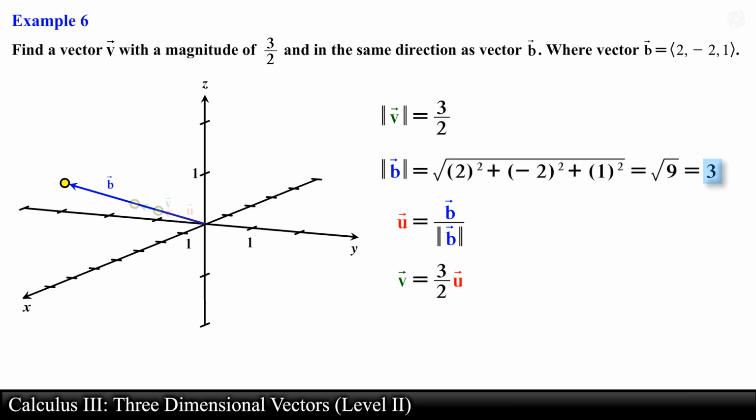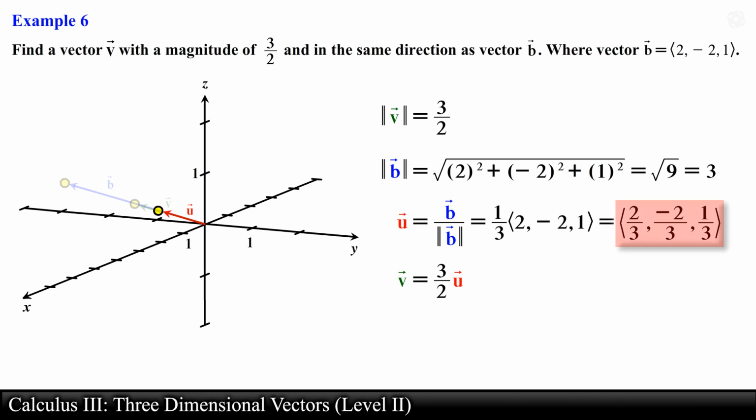Simplifying the expression, we obtain 3 as the magnitude of vector b. Next, let's go ahead and find the unit vector. So we take the components of vector b and divide them by the magnitude of vector b. Doing that, we obtain the following components for the unit vector.